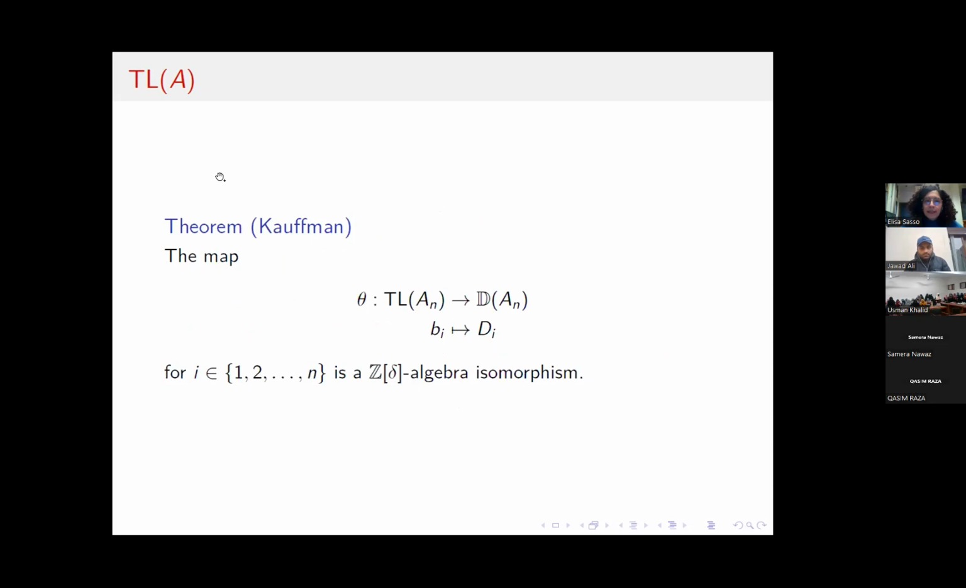But the very important thing is this theorem, which is due to Kauffman. It says that if we consider the map from the abstract algebra to the diagram algebra that sends one generator of the abstract algebra, so one b_i, to the corresponding simple diagram, it is an isomorphism. So it means that these two algebras are the same. I mean, they are isomorphic.